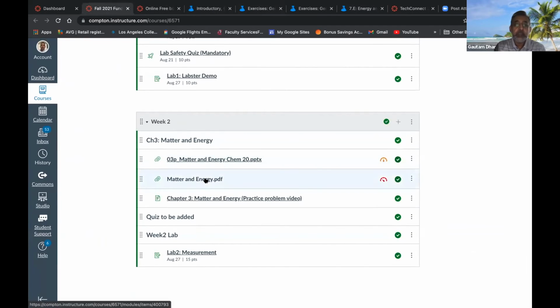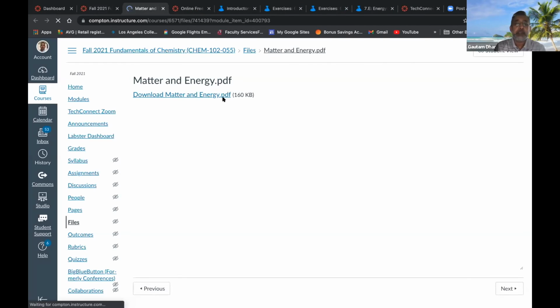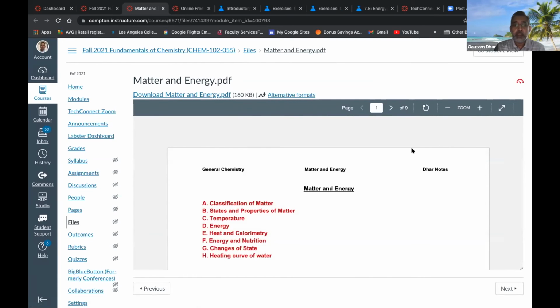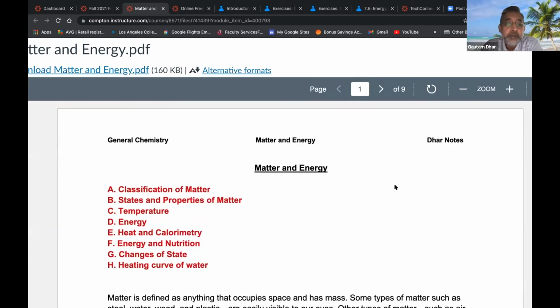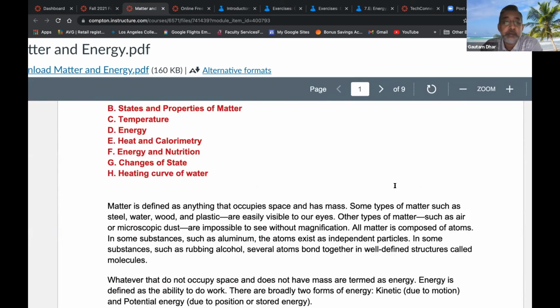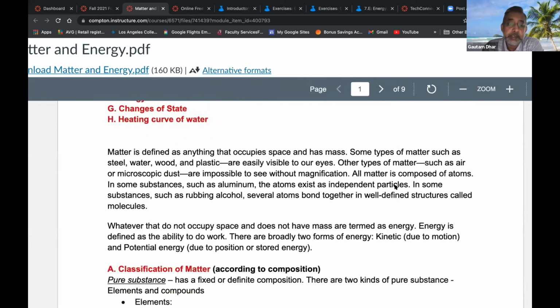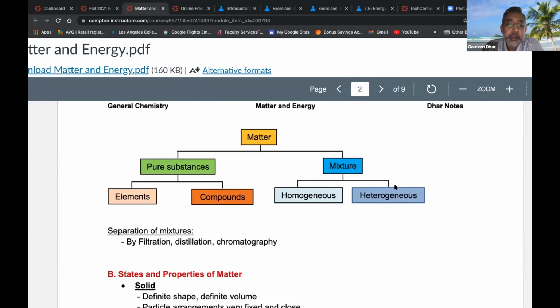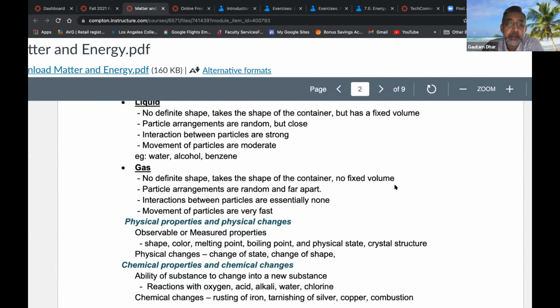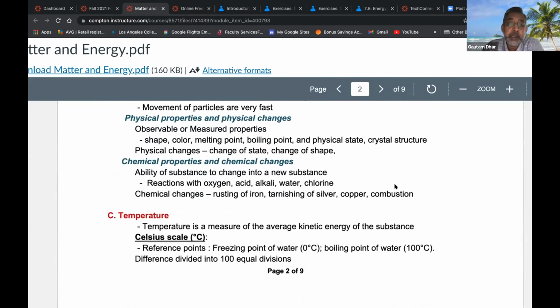So this is all about this chapter. Okay, so if you go to this PDF, there's some extra things here. Sorry, energy and nutrition. That section is not there in the slide, so I included them in the PDF. So this PDF is basically a summary. The classification of matter, I'm not going over this. And then you have the states of matter, solid, liquid, gas, physical properties, chemical changes, temperature scales.